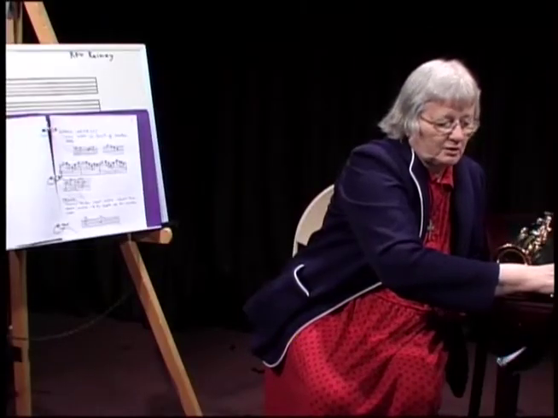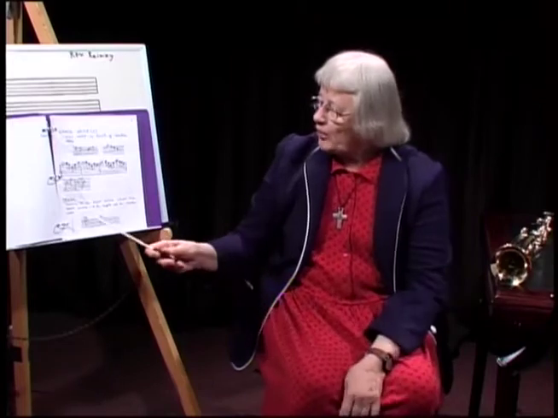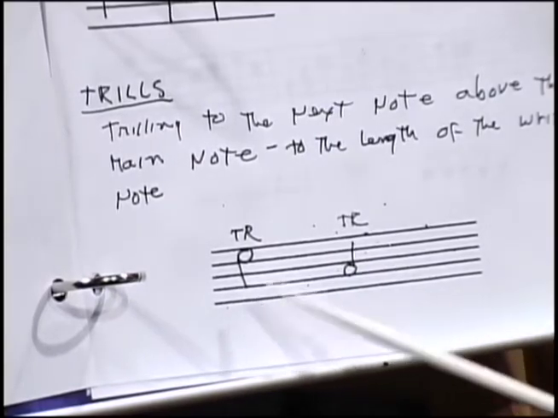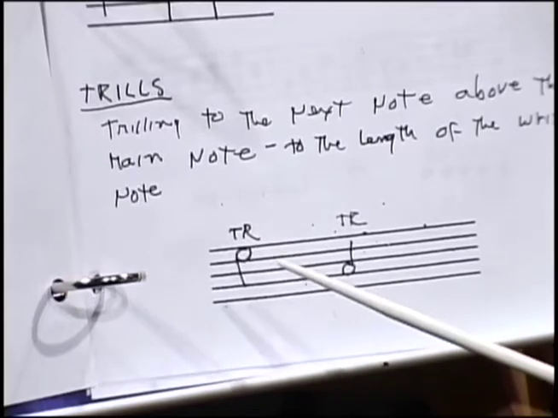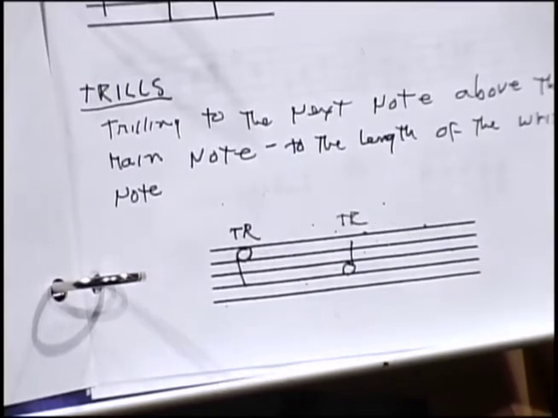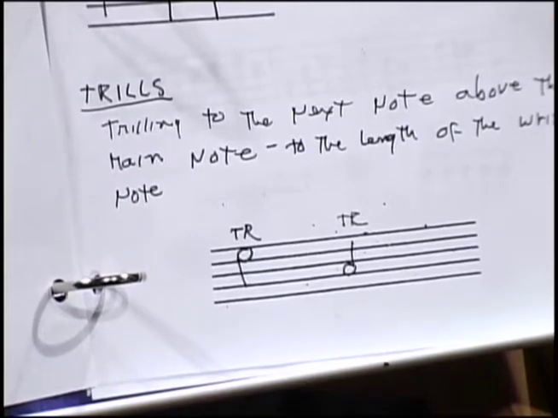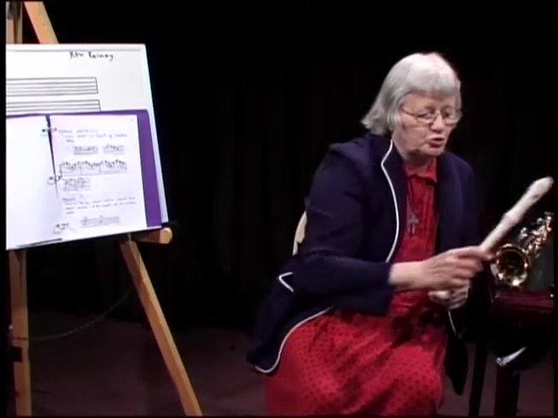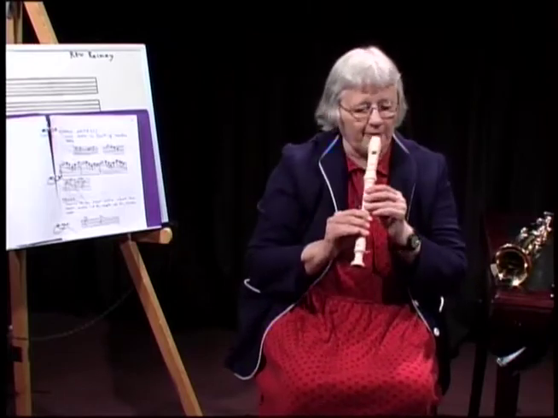A trill, and you can see the sign for it, it's usually just a TR over the music. And what you do is you just play very fast from the note to the next note above it. If it's a sharp note, you just trill to that sharp. If it's a flat note, you trill to the flat, or if it's the natural note, just trill to the note. It's always the note above it, and you play it as fast as you can. And it's usually marked with just a TR.